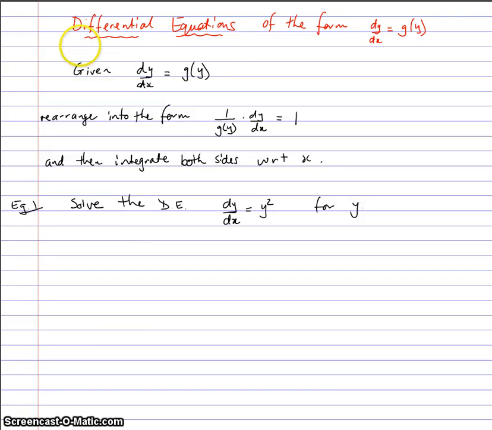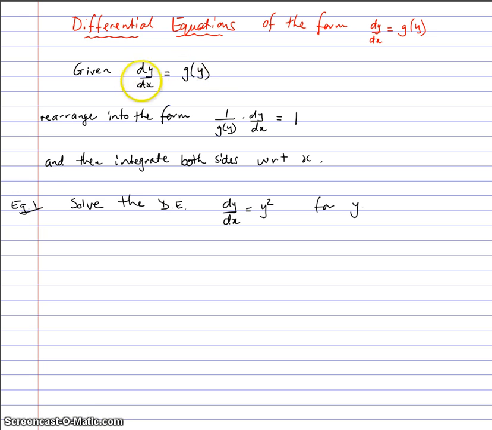The next type of differential equations we're going to look at is when the differential equation is in the form dy/dx equals g of y. Now g of y just means that it's in the form of a function of y rather than a function of x, which the previous one was. Okay, so if we've got dy/dx equaling some function of y, what we do is we rearrange it first of all into this form.